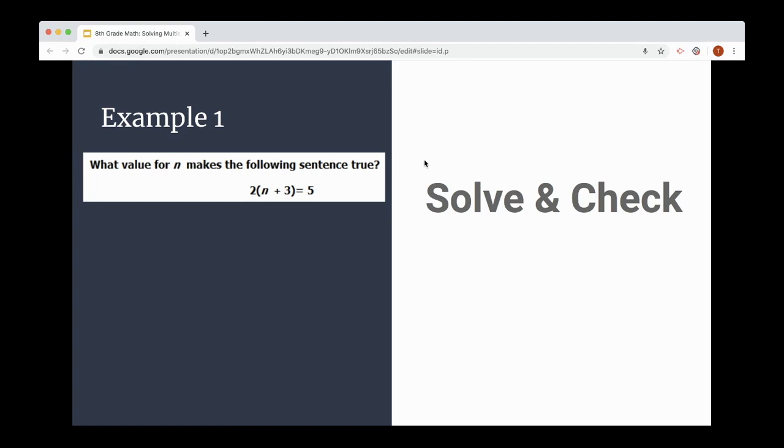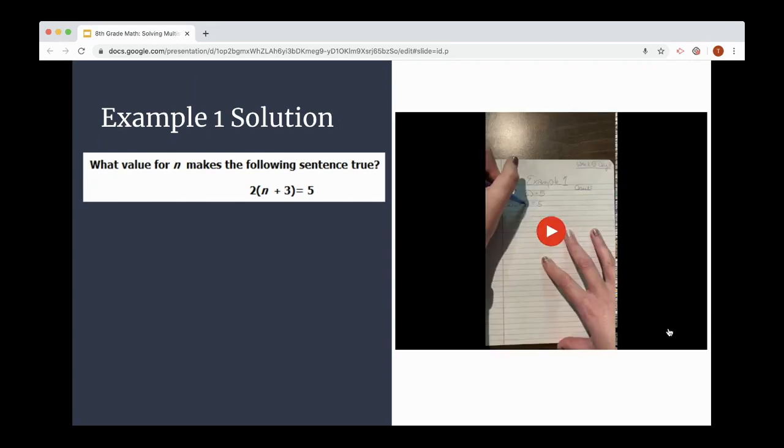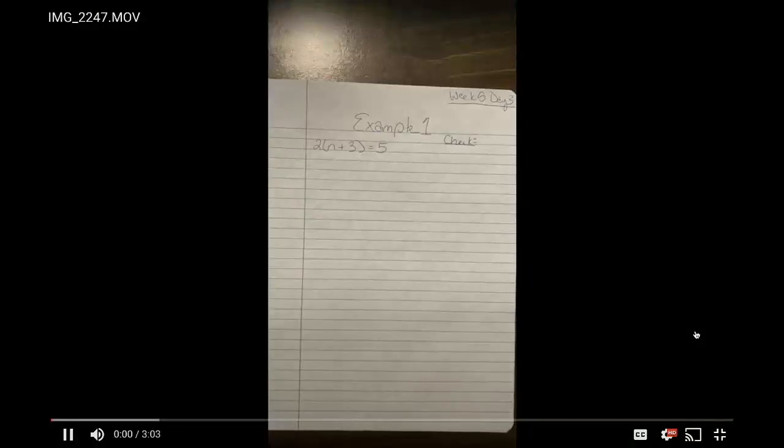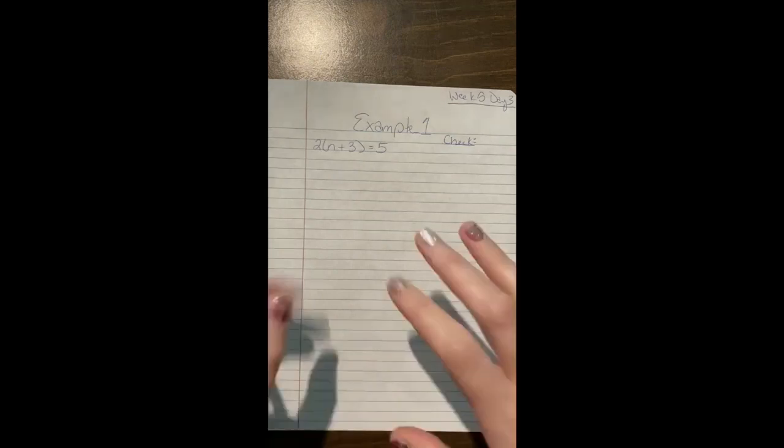And now we can go ahead and get to the solution. Welcome back to day 3. Let's go over example number 1. So here we're solving equations algebraically and then checking the solutions. All right. So for example number 1, here we see the distributive property.